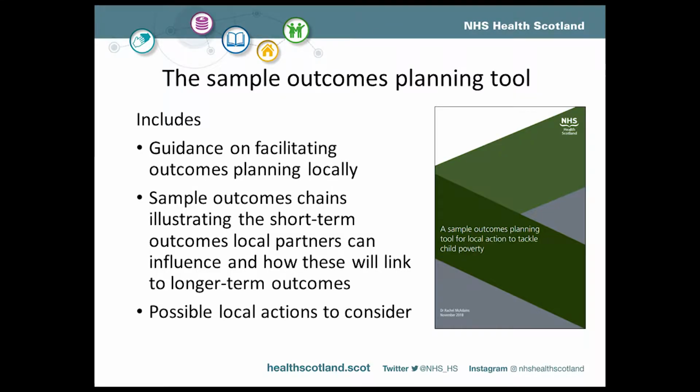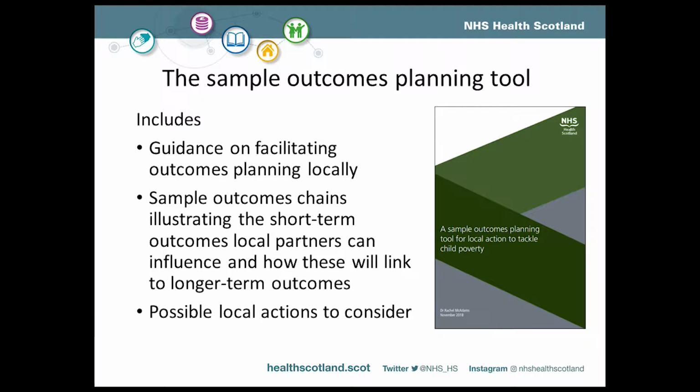So what's within the tool then? There's some practical guidance on actually facilitating outcomes planning locally. It includes sample outcomes chains that we've worked up that try to illustrate the links between the short-term outcomes that we think local partners can actually influence and how they will contribute over time to the national aspirations of the targets of reducing child poverty, and also in time reducing the social, attainment and health inequalities associated with poverty in Scotland. And it also pulls together what you're probably also familiar with, the examples of possible local actions that local planners might be able to take.